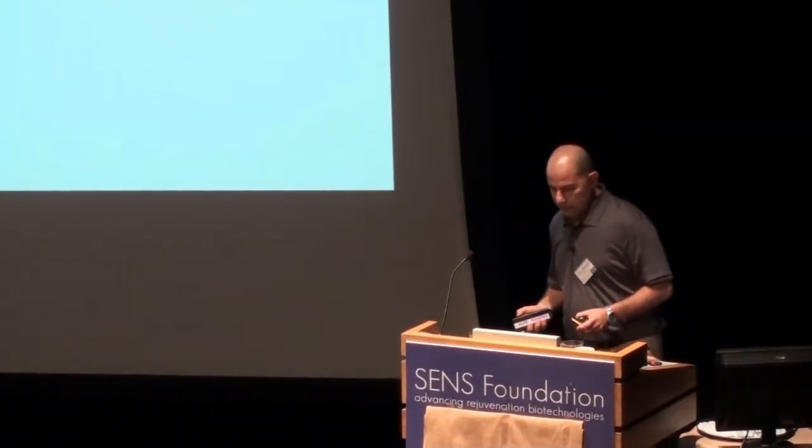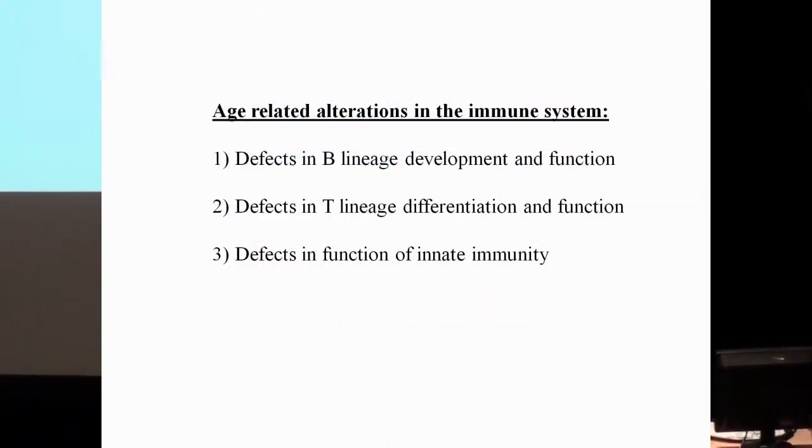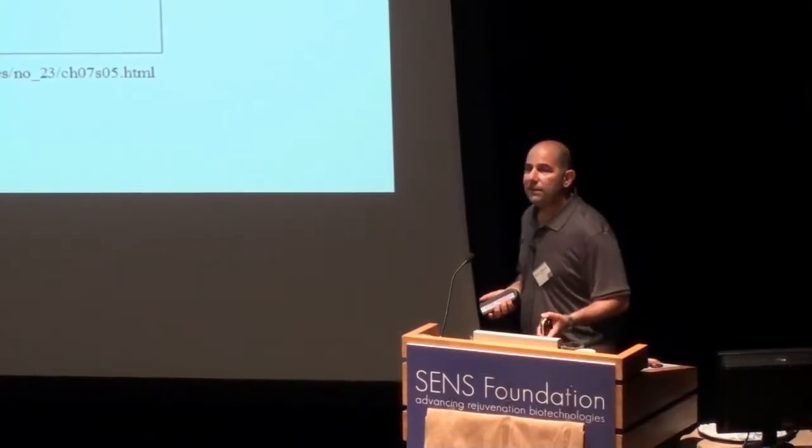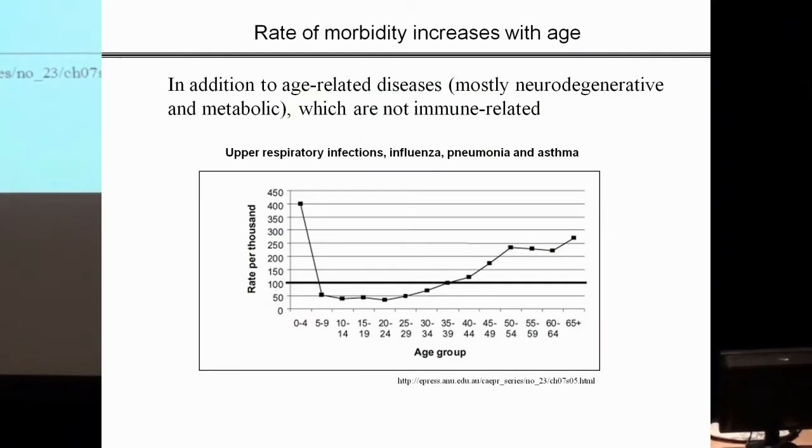So the immune system, as we heard earlier, is aged, and this applies in any compartment. We see defects in B-lineage, in the development and function. We have just heard about T-cell defects similarly, and defects in the innate immunity. These defects lead to increased susceptibility and increased morbidity in aging, and you see here that around the age of 40 years old, you start to see more infectious diseases such as influenza, pneumonia.